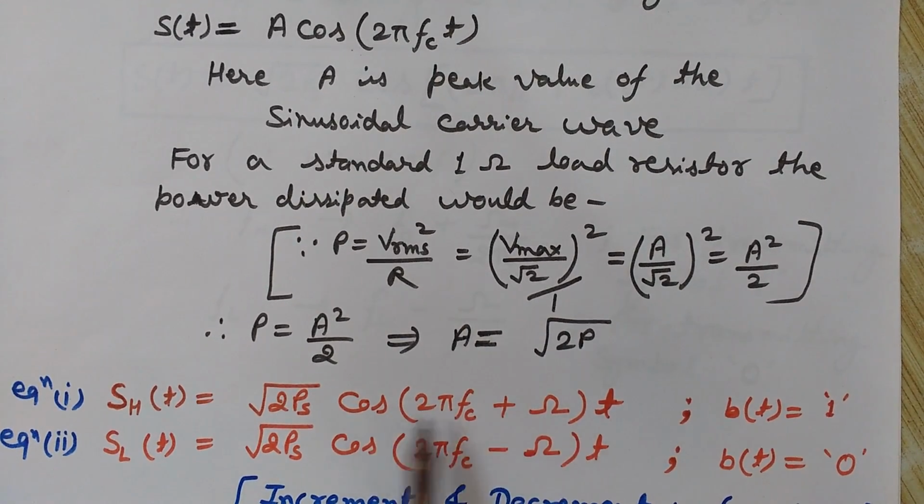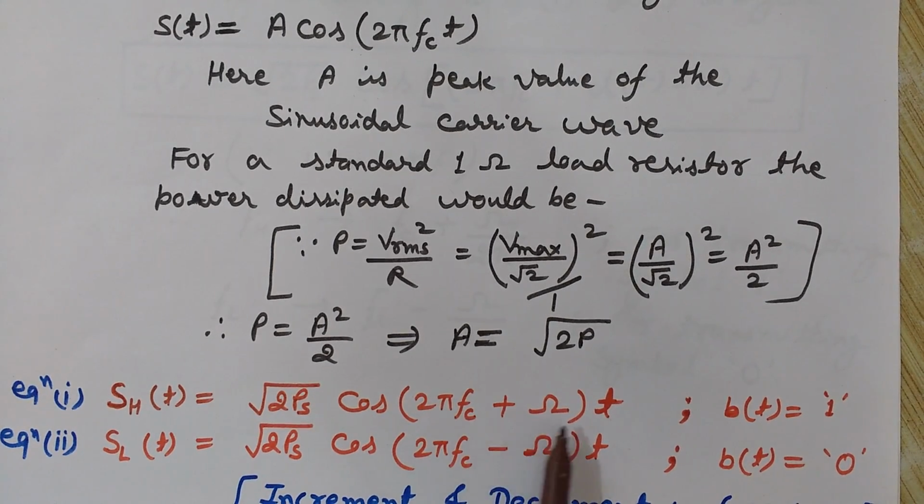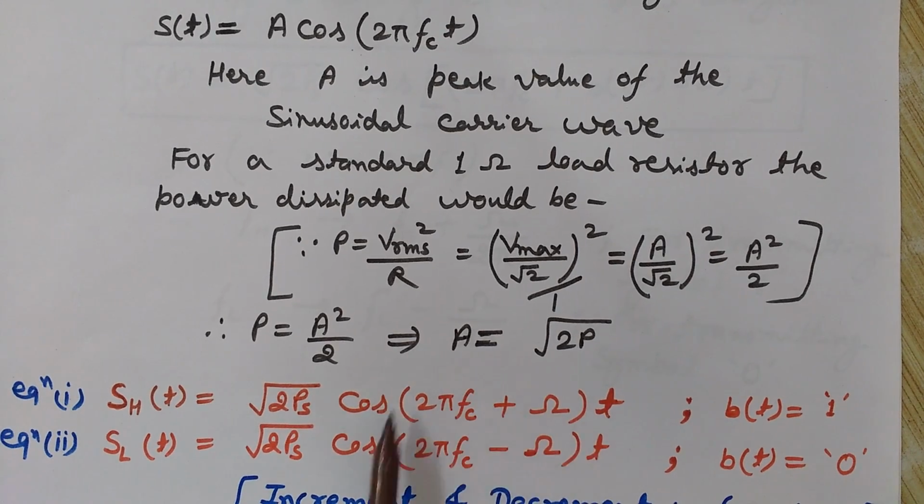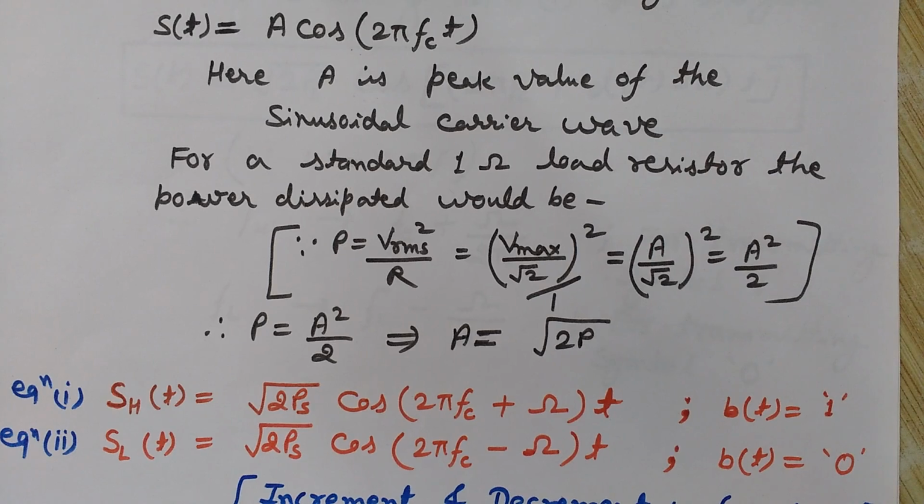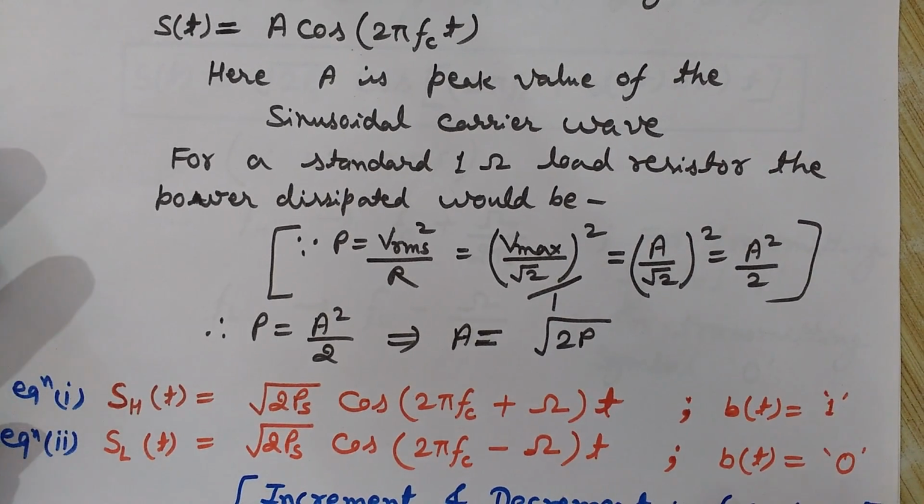Okay, so we get two frequency components, 2 pi fc plus omega and 2 pi fc minus omega, corresponding to 1 and 0 respectively in BFSK. So this is SH, which represents the higher frequency component, and this is SL, equation 1 and equation 2.